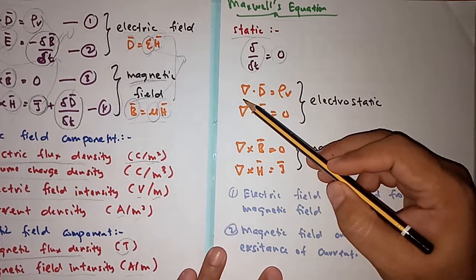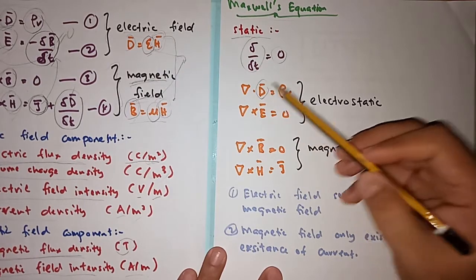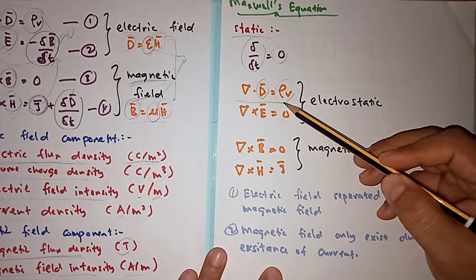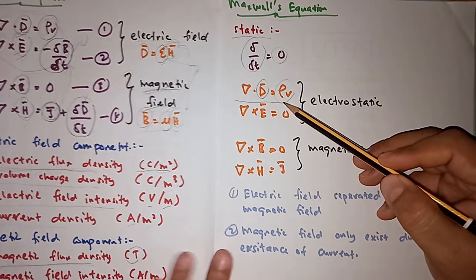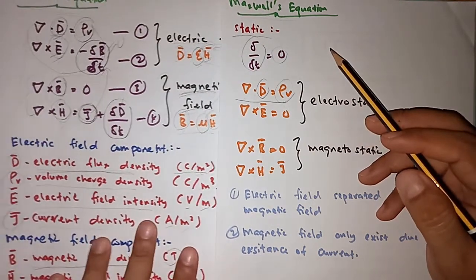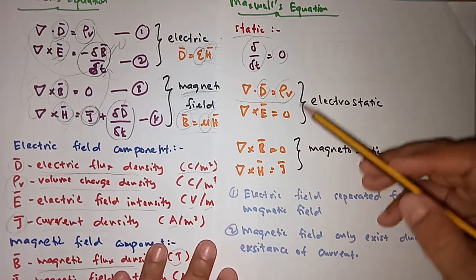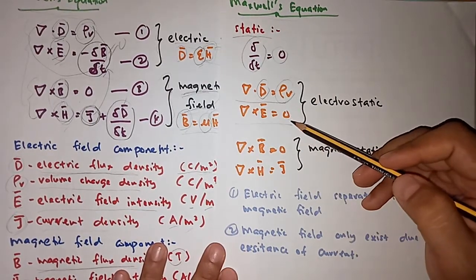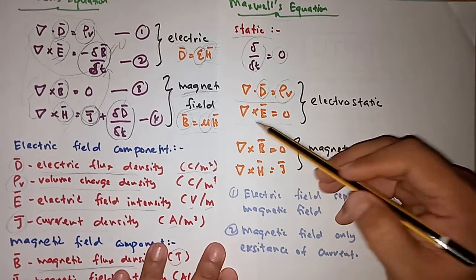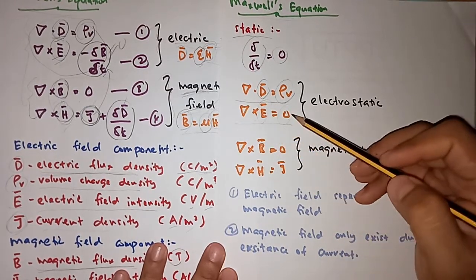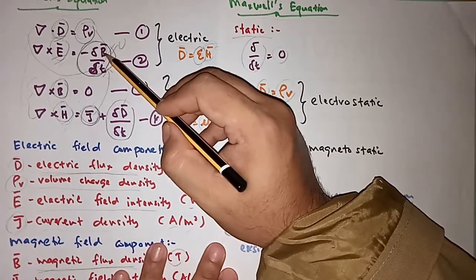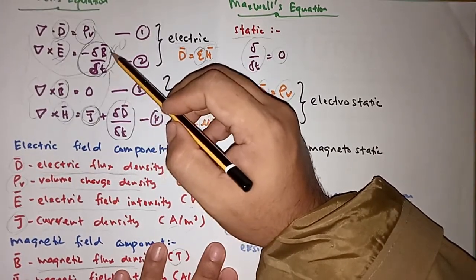We have del dot vector D equals rho v. The first equation is maintained in its original form, as we saw just now. However, the second equation changes its form, where del cross vector E is equal to 0. In this case, delta B divided by delta T is equal to 0.